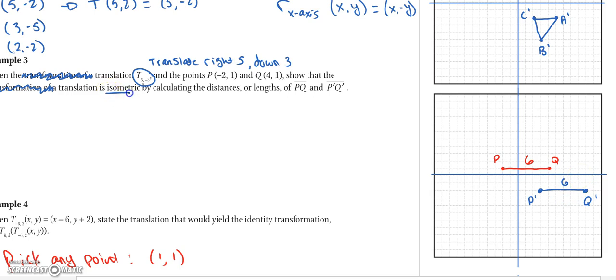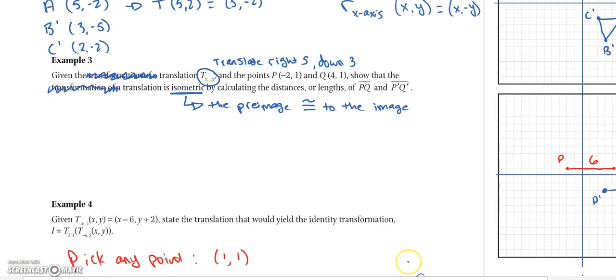So here's what this means. Isometric means the pre-image is congruent to the image, meaning it's the same size, same shape. Well, we see that's the case, so that's how we prove that. In general, any translation is always going to be isometric because you're not changing the shape. You're literally just copy and pasting, shifting it in one of our 4 directions: up, down, left, right.